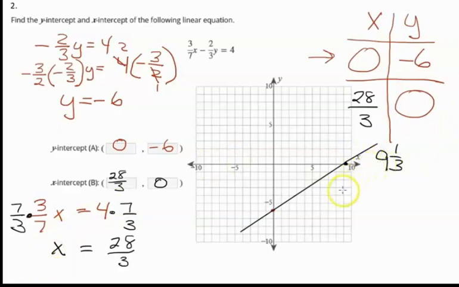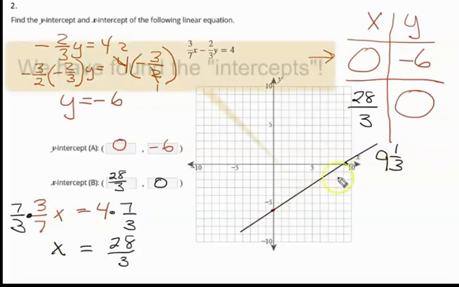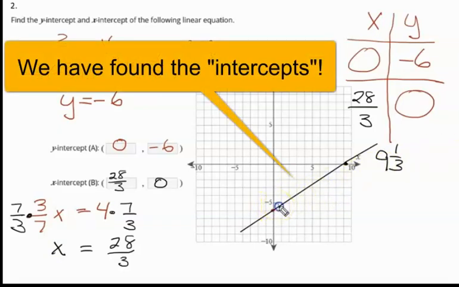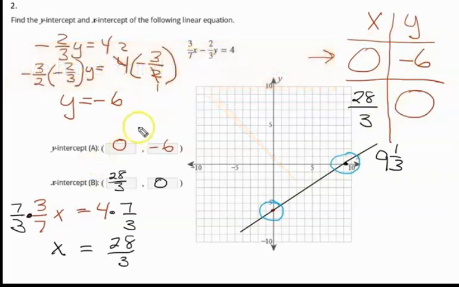Now, before we go, I want to emphasize what we've done here. We have found the intercepts. There's your y-intercept, there's your x-intercept, by using this special t-chart. And then, again, I think many that you're going to get won't be quite this difficult, but this is the protocol for getting your answer.